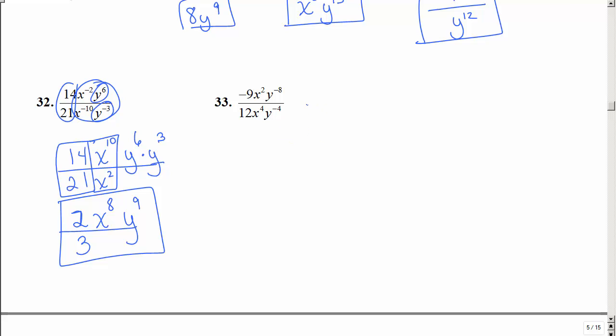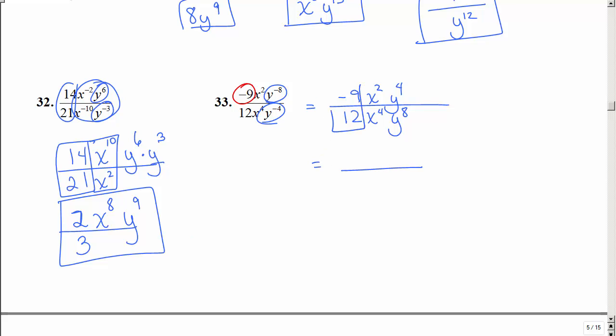That's being multiplied, so keep the base and add the exponent. 33, I'm going to do the same thing. I'm going to keep the negative 9 and 12, the x squared and the x to the 4th. But this, I'm going to move downstairs, and this, I'm going to move upstairs. Now you might say, why didn't I move that? It's not a negative exponent. It's just a negative number, so it stays where it is.